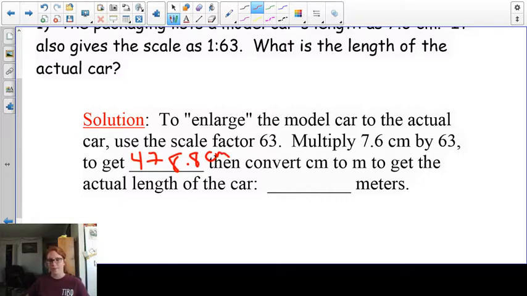Okay, so now I have it all in centimeters, but do I talk about cars in centimeters, or do I talk about it in meters? Think about it this way. Do I want to talk about your height in inches, or do I want to talk about your height in feet? Exactly. We want to convert to the bigger one. So we need to figure out how many centimeters are in a meter.